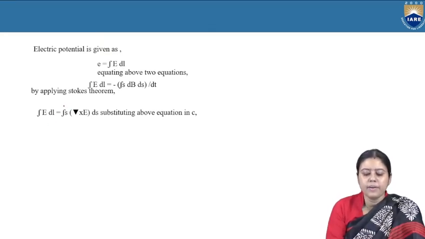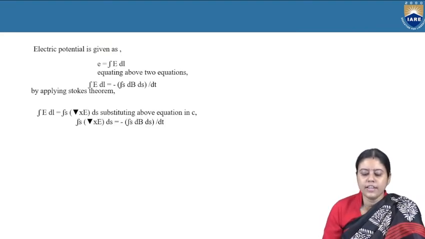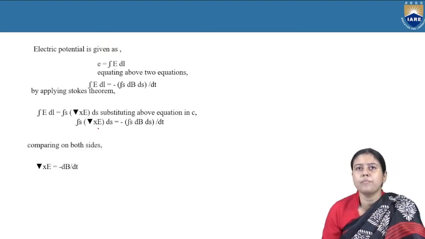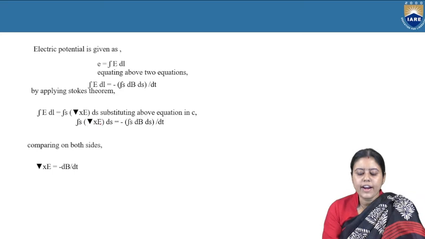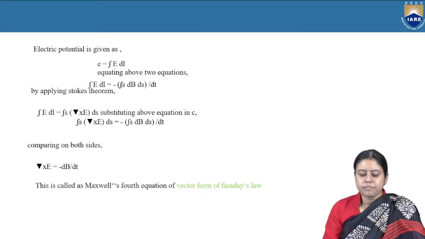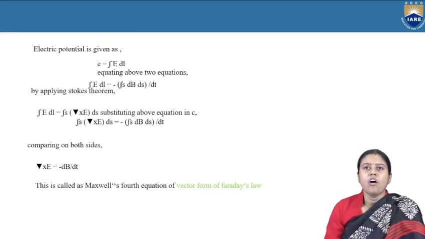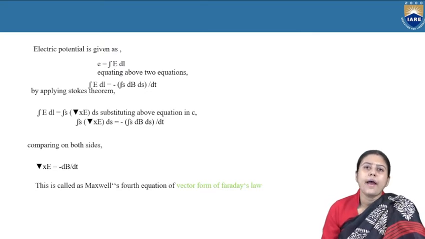So the line integral of E dl can be written as the surface integration of grad cross E into dS according to the Stokes theorem. And the right side is the integration of dB/dt into dS. Now you can see both sides as the surface integral. So if we equate both sides, we will get grad cross E is equal to minus dB/dt. So this is known as Maxwell's fourth equation or the vector form of Faraday's law.